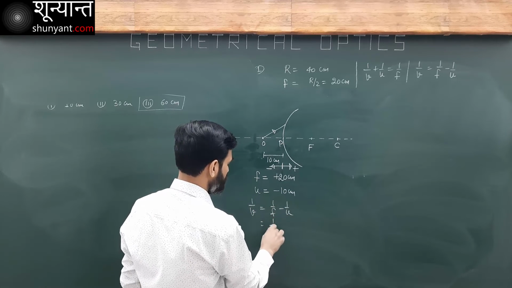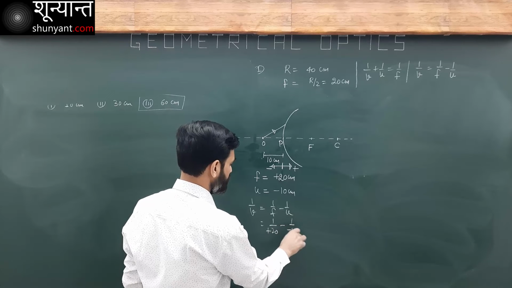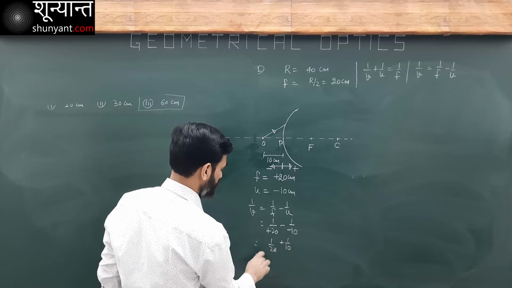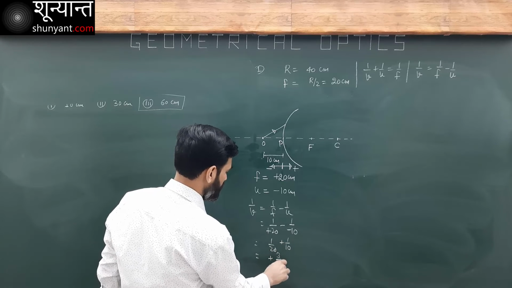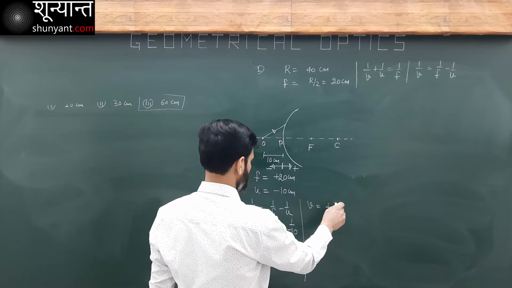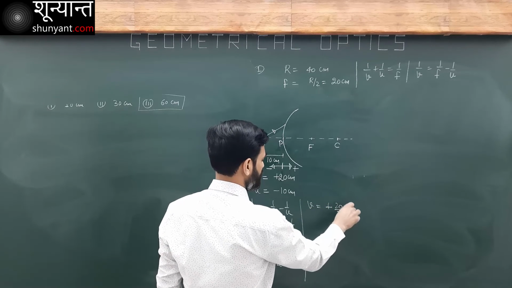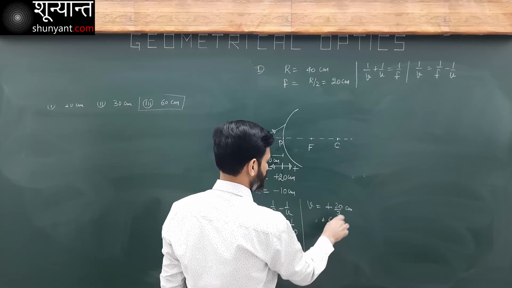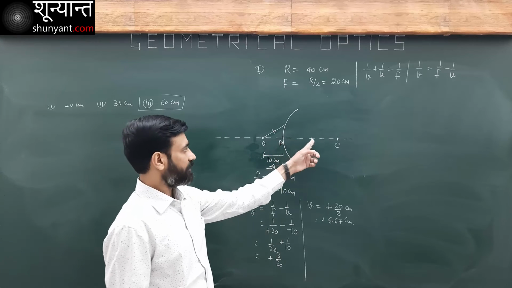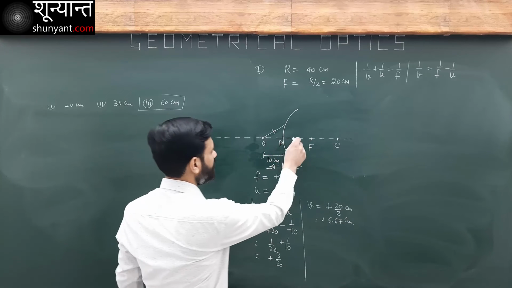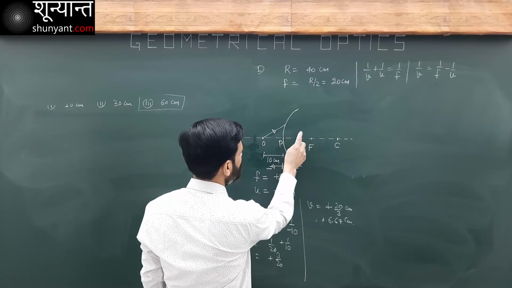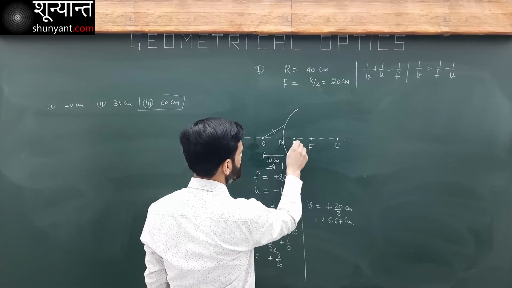So 1 over plus 20 minus 1 over minus 10, that is 1 over 20 plus 1 over 10, which is plus 3 over 20. Okay. Image distance is plus 20 over 3 centimeter, which is 6.67 centimeter. This is 20. I am going to get an image somewhere here. This is 20, half will be 10, okay, it will be 4 half. This is going to be my image.